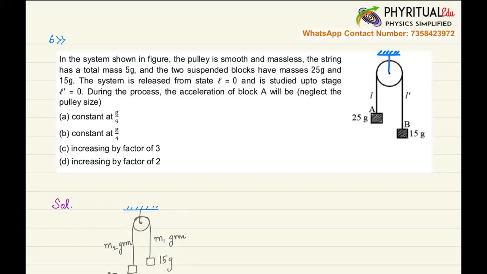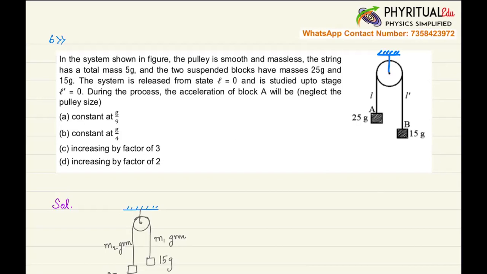Right now, in this question, the pulley is smooth and massless. You can see a fixed pulley, and the string has a total mass of 5 gram. Now there is a string with mass, just like the previous question. And the two suspended blocks have masses of 25 gram and 15 gram respectively.